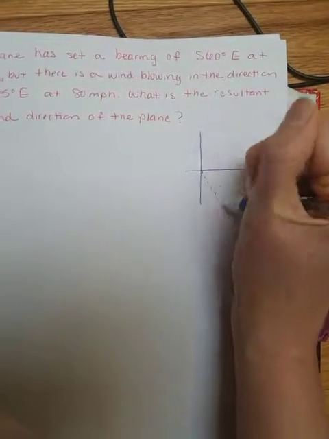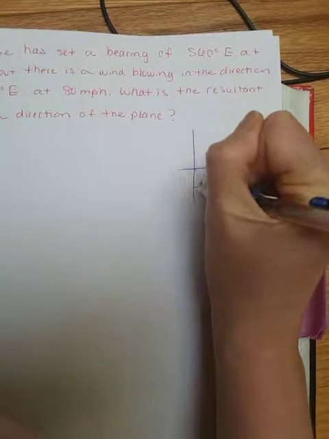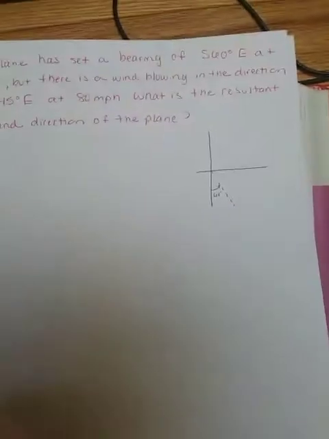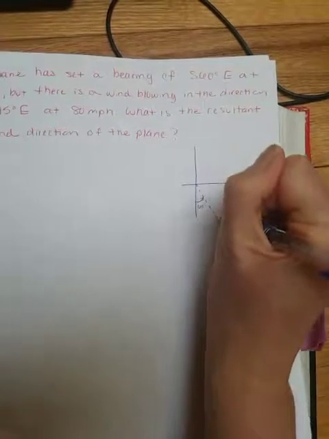This is not drawn to scale. This is just for a visual, please. So here's your south 60 degrees east. Okay? And that's your plane. I'll just call that P.